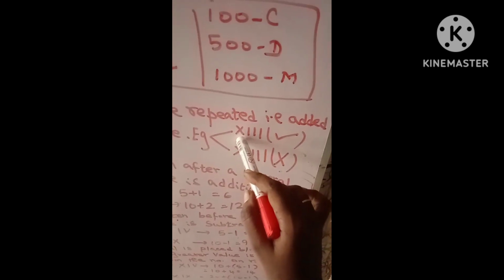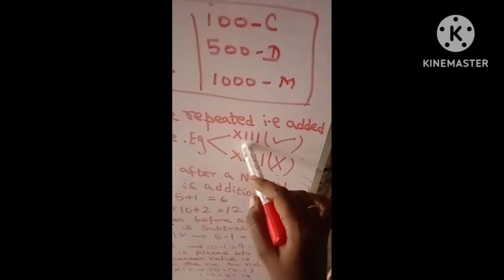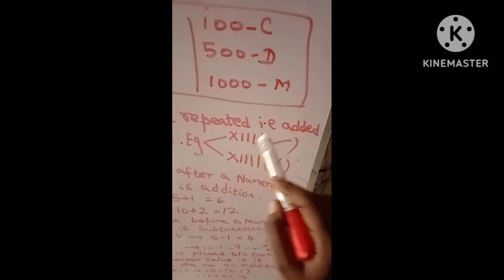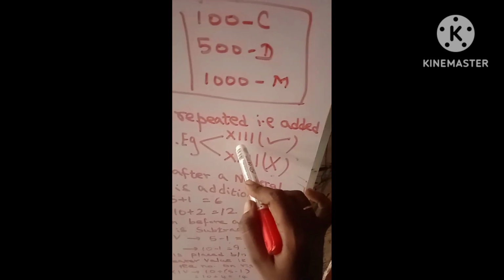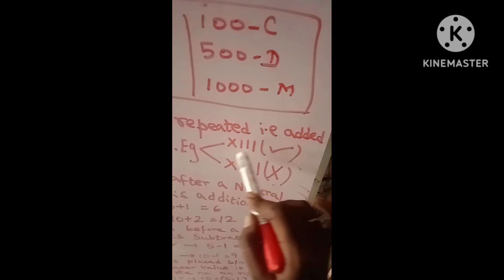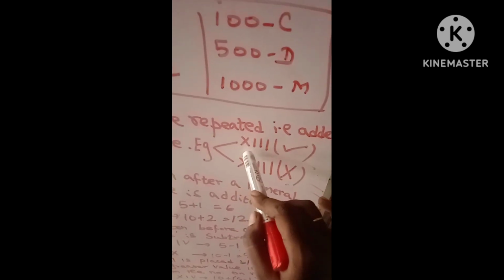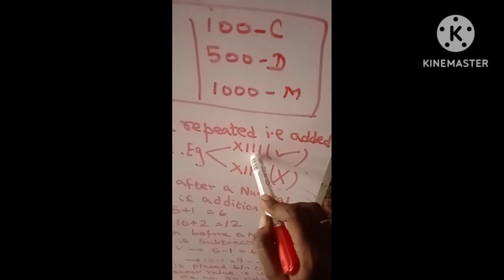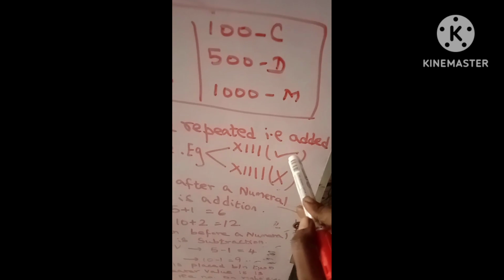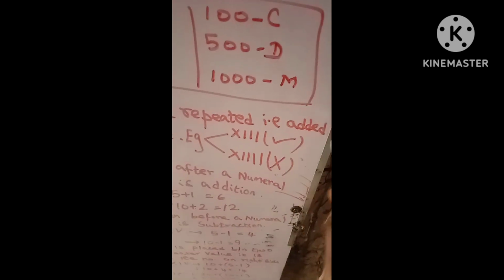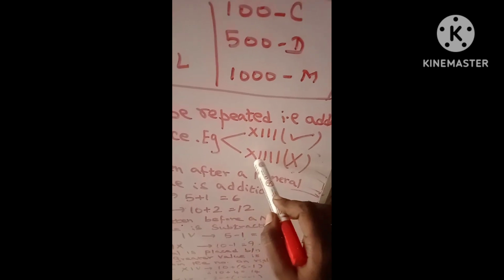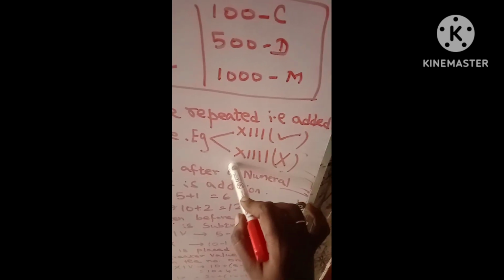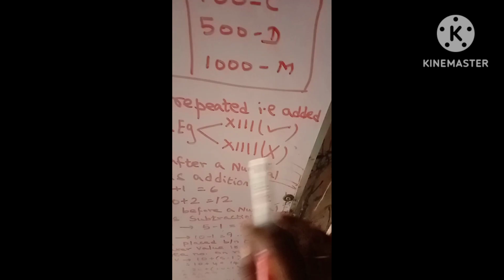For 10 we write X, and for 1 we write a standing line or capital I. So 10, then 1, 2, 3, only 3 we have given. It means 10 plus 3 gives you 13. So you can write it like this, it is accepted. But you cannot write 10 plus 1, 2, 3 and 4. 14 we cannot write like this.